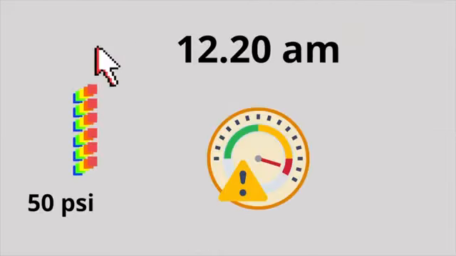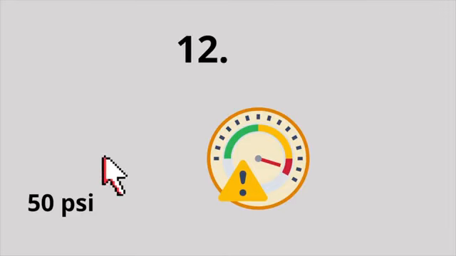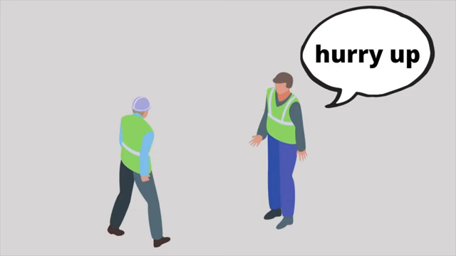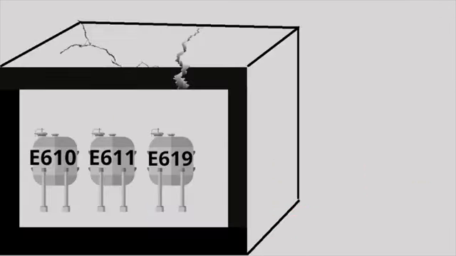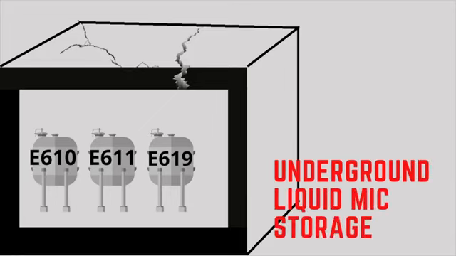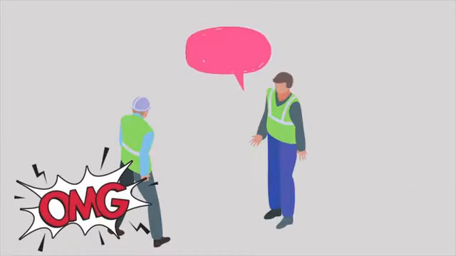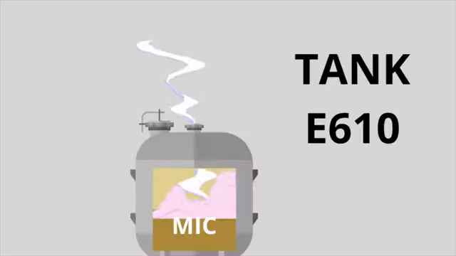By 12:20 a.m., the pressure reading inside the tank showed more than 50 units. The operators rushed to the storage area. The concrete slab under which the underground MIC was placed was vibrating violently. Soon they realized the actual condition inside the tank. Hot MIC vapor burst through the tank's automatic pressure relief system.